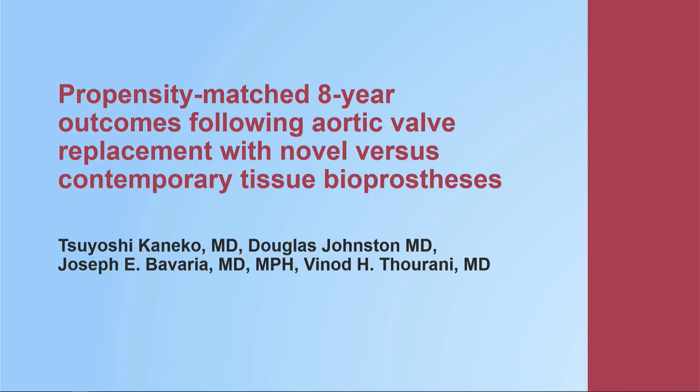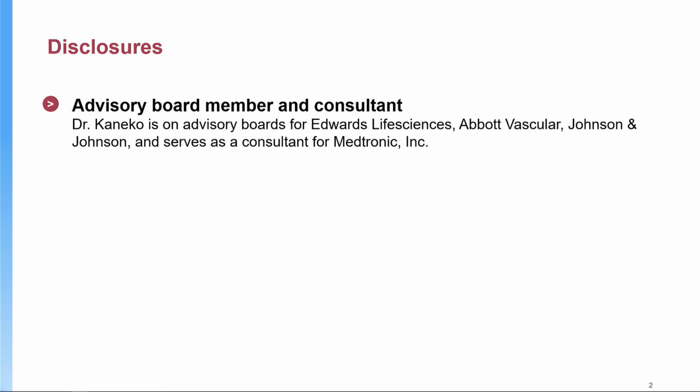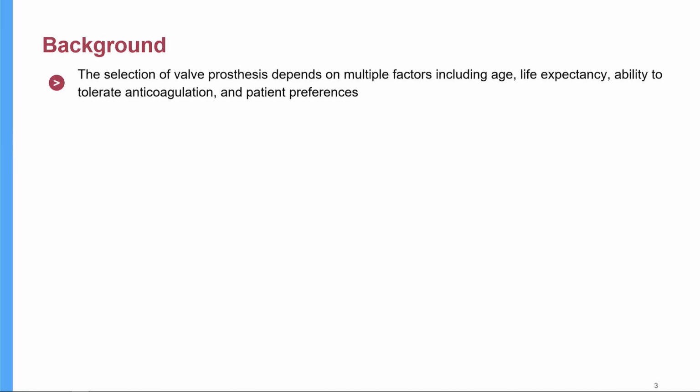So my presentation is regarding propensity-matched 8-year outcomes following aortic valve replacement. This is SAVR with novel versus contemporary tissue bioprosthesis. These are my disclosures. The background of this study is that the selection of valve prosthesis depends on multiple factors, including age, life expectancy, ability to tolerate anticoagulation, and patient preferences.